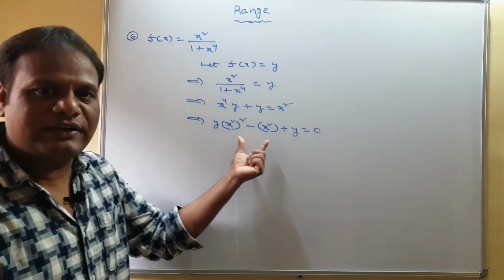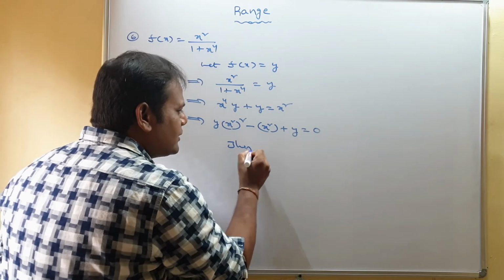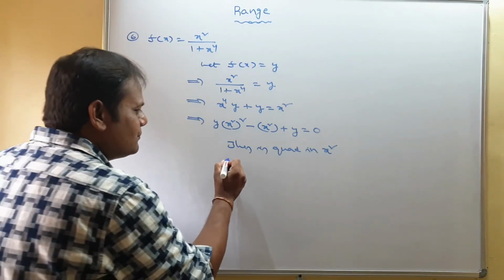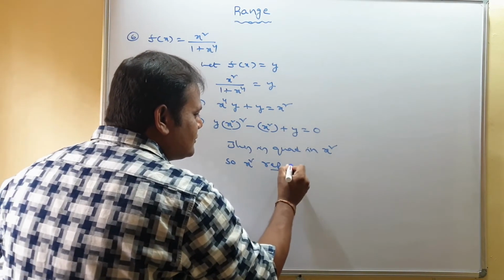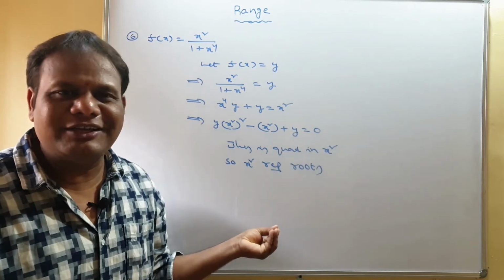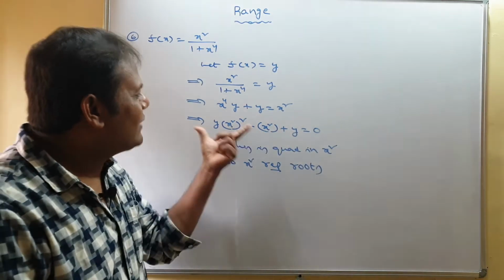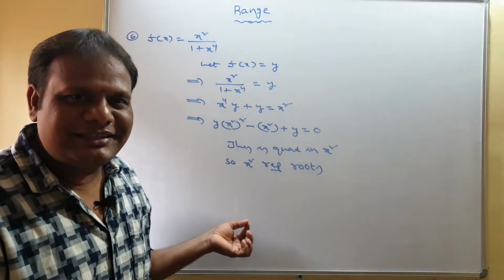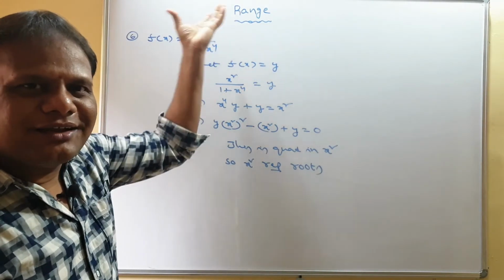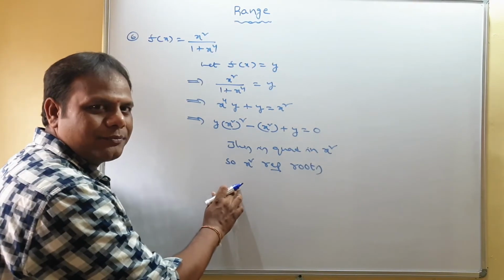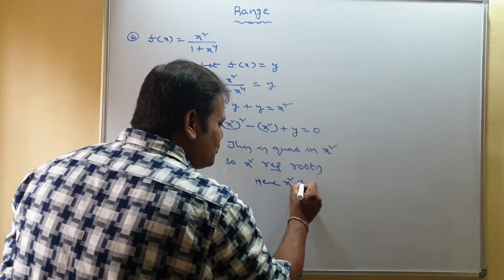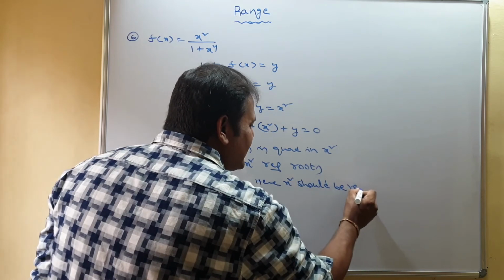Once you observe this equation, is it quadratic? Yes, this is quadratic in x square. So x square represents roots of the equation, because it is quadratic in x square. So roots are x square values only. But we have to find the values of y where x exists. So here x must be a real number. Whatever inputs we give, those are real numbers only. x real number means x square also real. So x square should be real, which means roots are real.